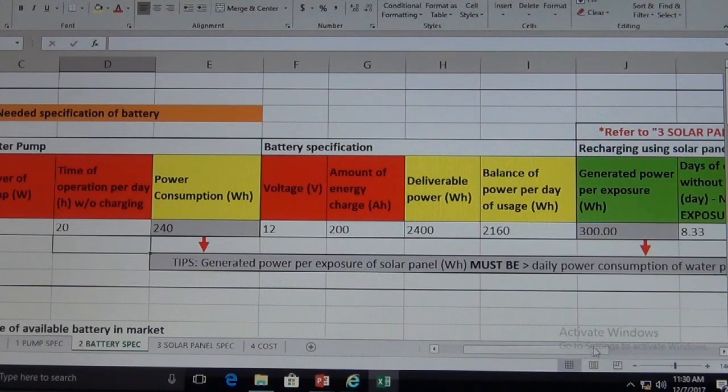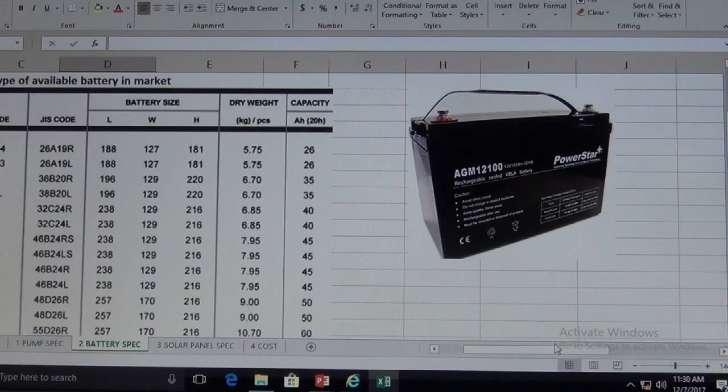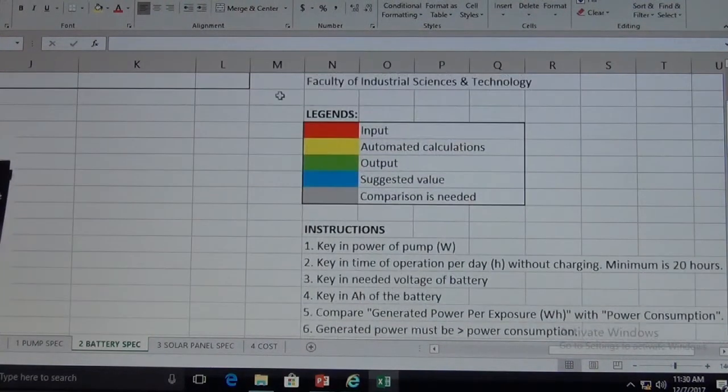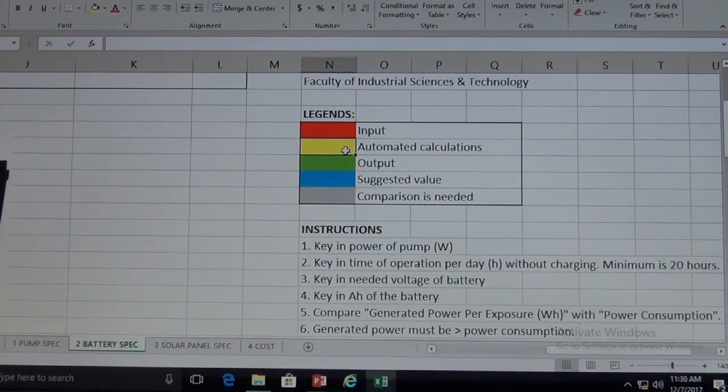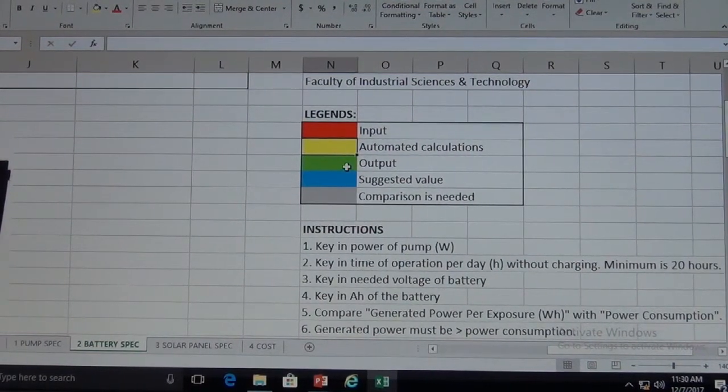So the color of the fields has meaning. You must refer to the legends. I have put all the legends over here. Red means input, you need to key in. The things that you need to key in are colored in red. Those are the only fields that you need to key in. The other colors are automatically calculated by the system. Do not touch those fields, including the output. And this is a suggested value, and the gray color means comparison is needed.